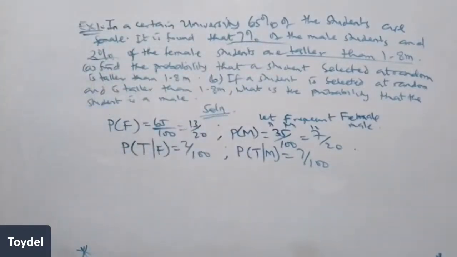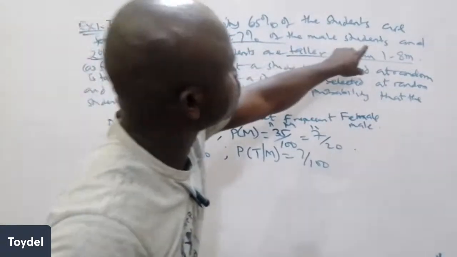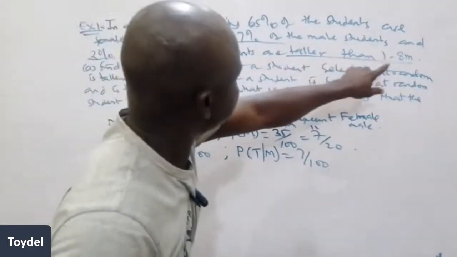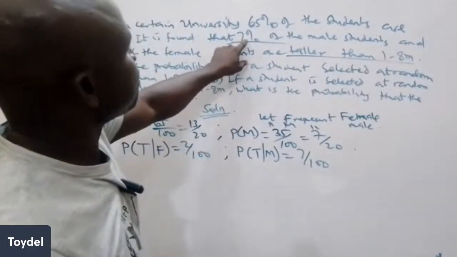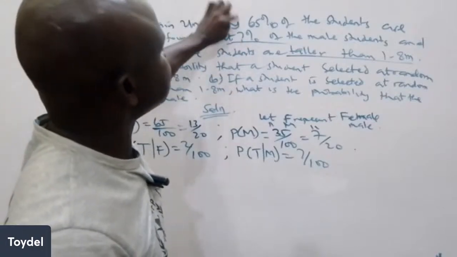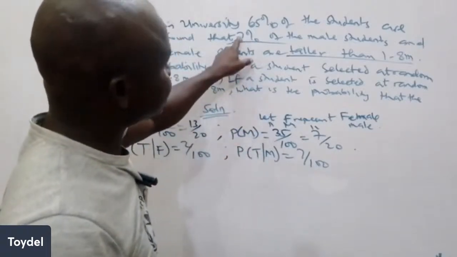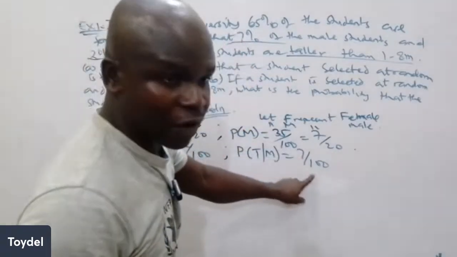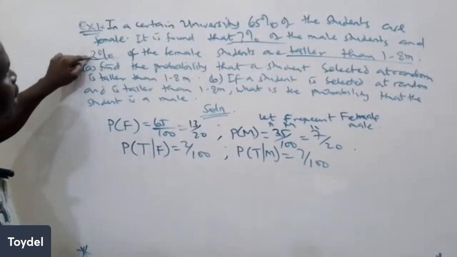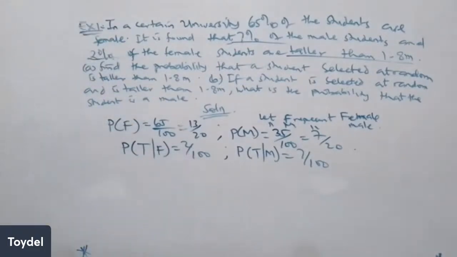In this case, a condition has been placed: it was found that 7% of the male students and 2% of the female students are taller than 1.8. That simply means that if the person is male, the probability of being taller is 7 over 100. If the person is taller than 1.8 meters and that person is female, it will be 2 over 100. And that is what we have.